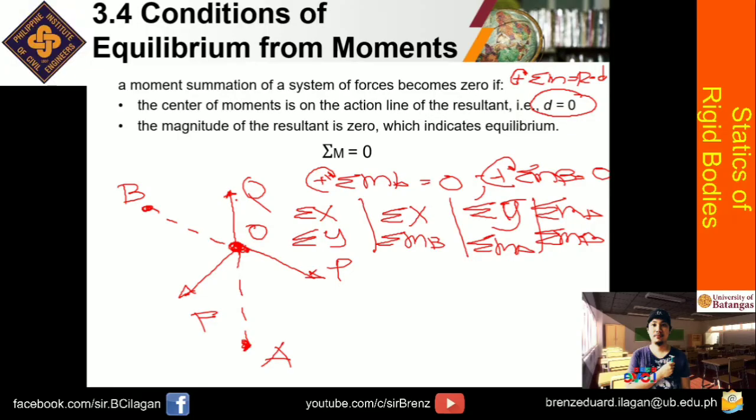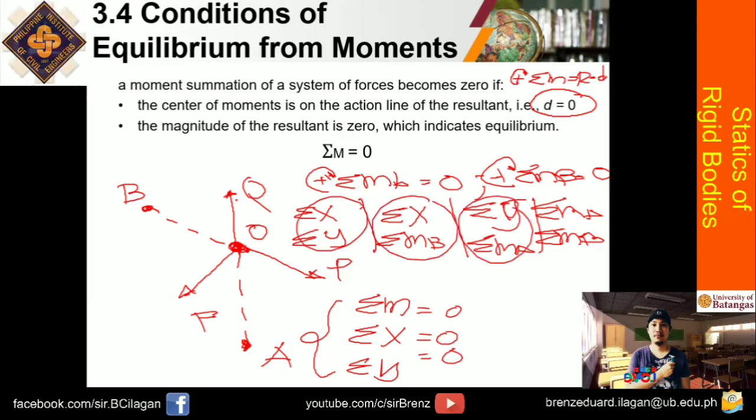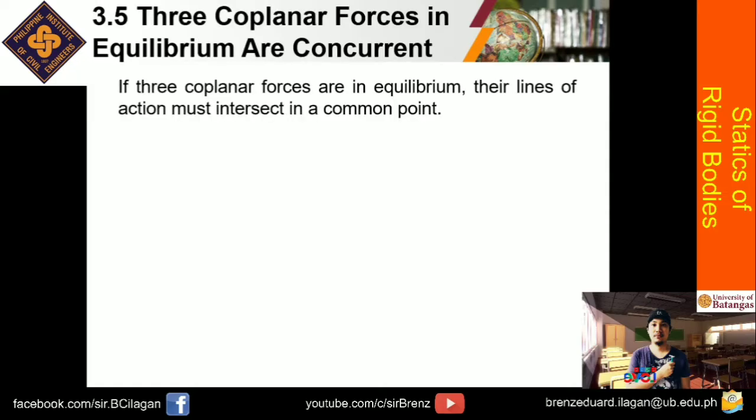problems. Ano? So ito, pinapaliwanag niya lang na yung tatlong equilibrium equation mo, to make the story short, summation ng moment, summation ng forces X, summation ng forces Y, where all of this is equal to 0. So combination lang nito. Ano? So yan, gamit yung tatlong equation na yan, ito yung mapapalabas mo ng mga equations. So kahit anong combination, pwede in order to find the answer. So yun na lang. And next, under 3.5, three coplanar forces in equilibrium are concurrent.